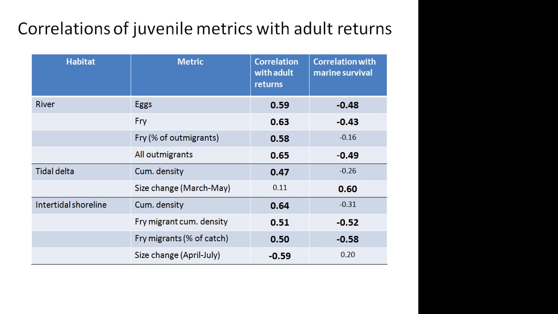And so we see what comes out, we see a lot of strong correlations when we look at these abundance metrics: egg, fry, cumulative density. What seems to be the case is that as we move off into deeper water habitats, we get better correlation. The exception being the tidal delta, which is a subset of the entire population.